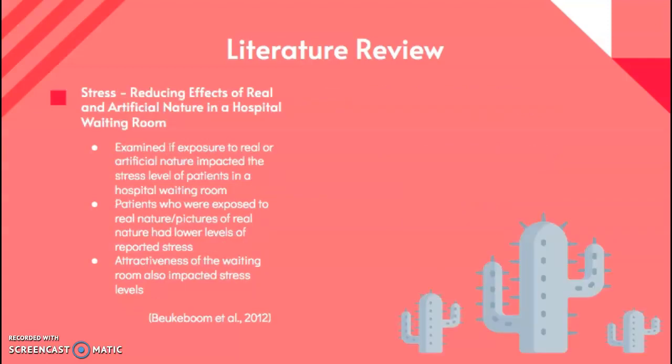In a study done by Buchbom in 2012, they examined if real nature or artificial nature impacted the stress level of patients in a Dutch hospital waiting room. From 457 patients, it was found that patients who were exposed to real nature or pictures of real nature experienced lower levels of stress. It was also found that the attractiveness of the waiting room also impacted stress level. This study shows how nature can be implemented in hospital waiting rooms to create a calming environment for the patients.